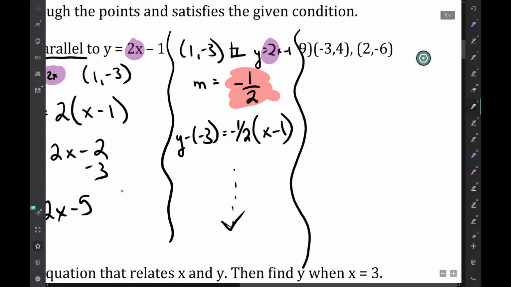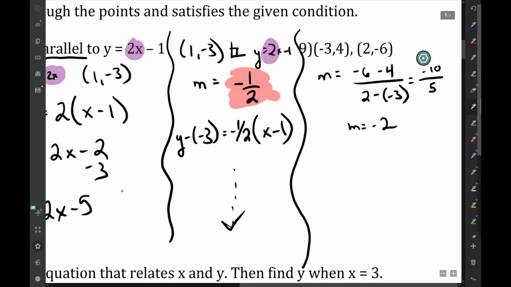Lastly, number 9, first you have to find the slope. Okay, just like we did before. So negative 6 minus 4 all over 2 minus negative 3 gives me negative 6 minus 4 is negative 10, all over 2 minus negative 3 is 5. The slope is negative 2.